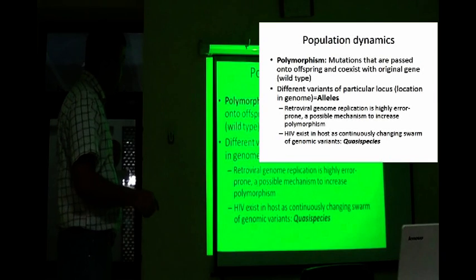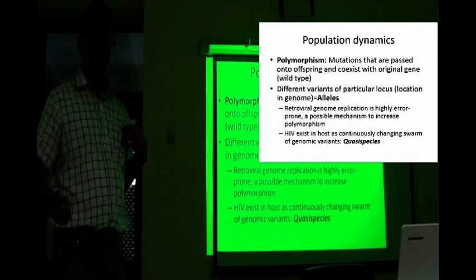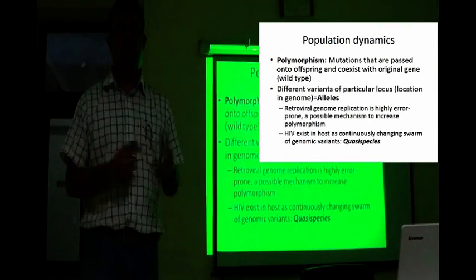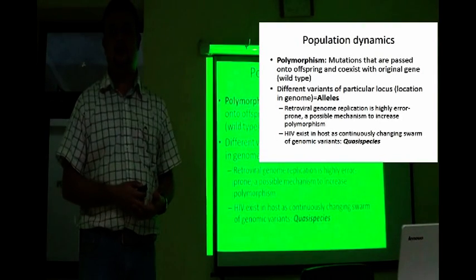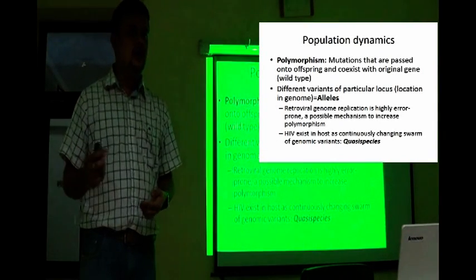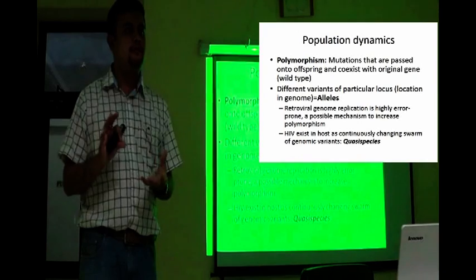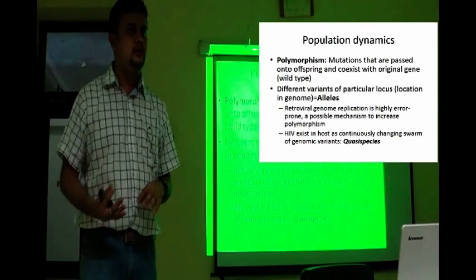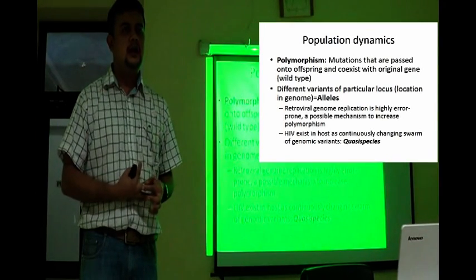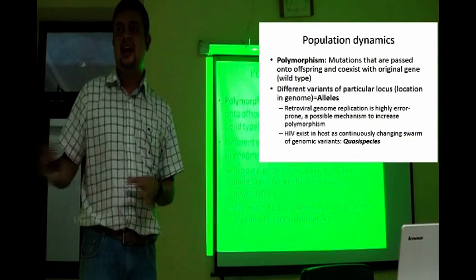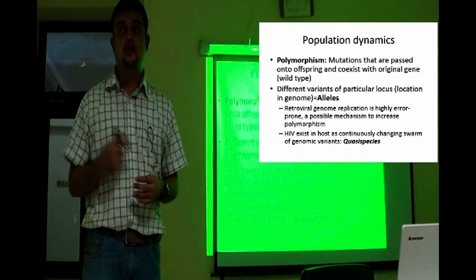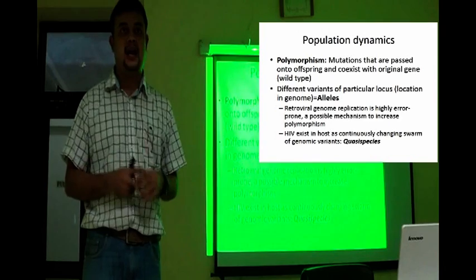Different variants of a particular locus, that is the driving force. That is the reason why this polymorphism is happening, right? For example, in garden pea, these are all resultant of the presence of different alleles, different polymorphic alleles of that same plant.